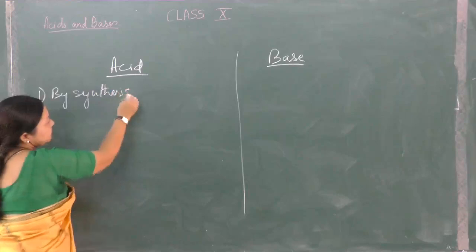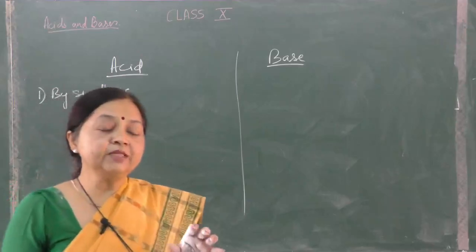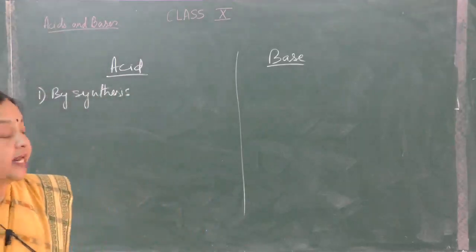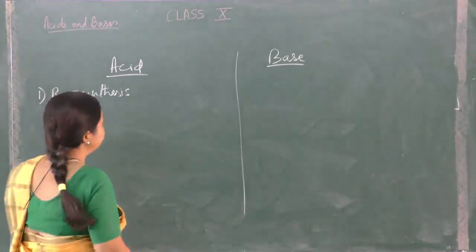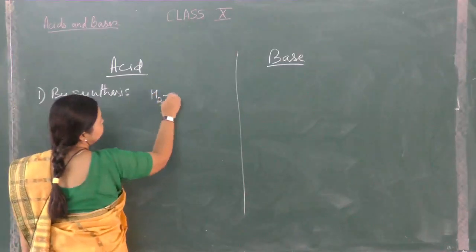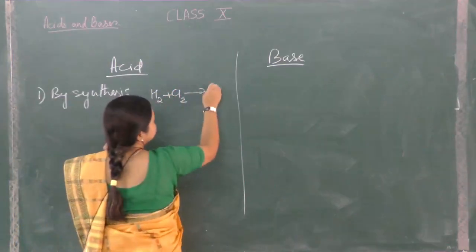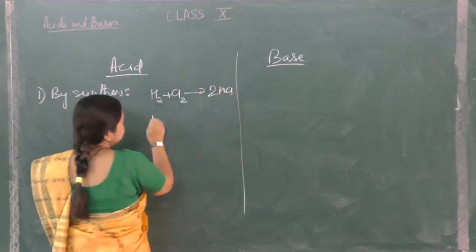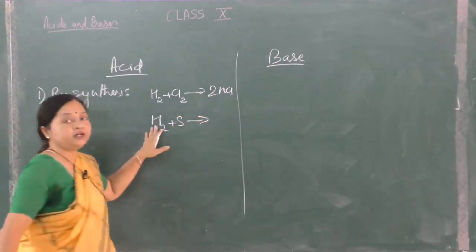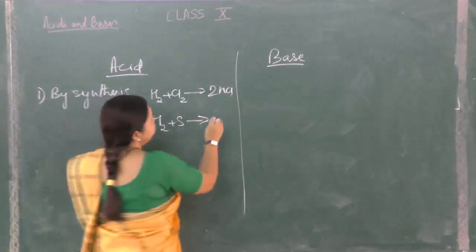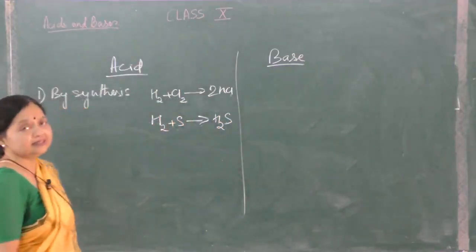Only hydracids can be prepared. Binary acids can be prepared. Binary acid means the acid which contains only two elements, like HCl, HBr, H2S, HI, all that. So H2 plus Cl2, the elements are directly combining and the acid is forming. That is 2HCl. Then H2 plus S: hydrogen is passed through molten sulfur, giving H2S. So this is direct combination or synthesis.